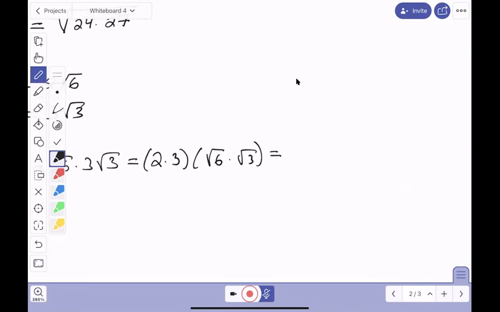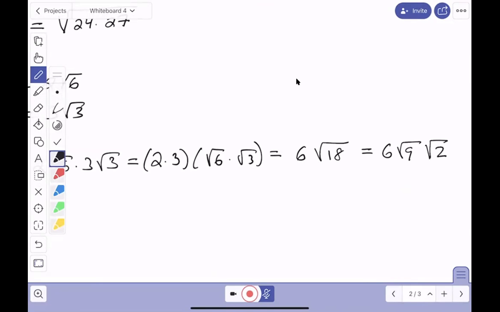Again, in time, you're going to get faster. What's 2 times 3? 6. What's 6 times 3? 18. All right, we're not done yet. And I know it looks horrible. I realize that. Does 18 contain a perfect square factor? And it does. It contains a 9.